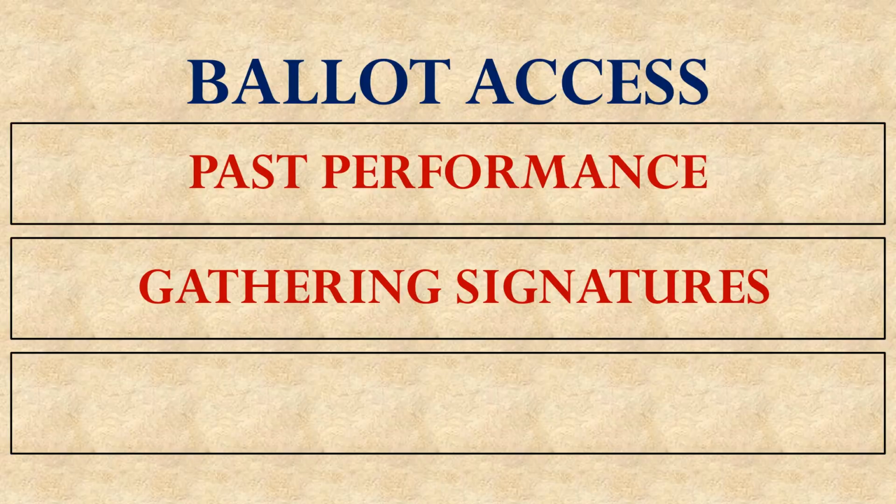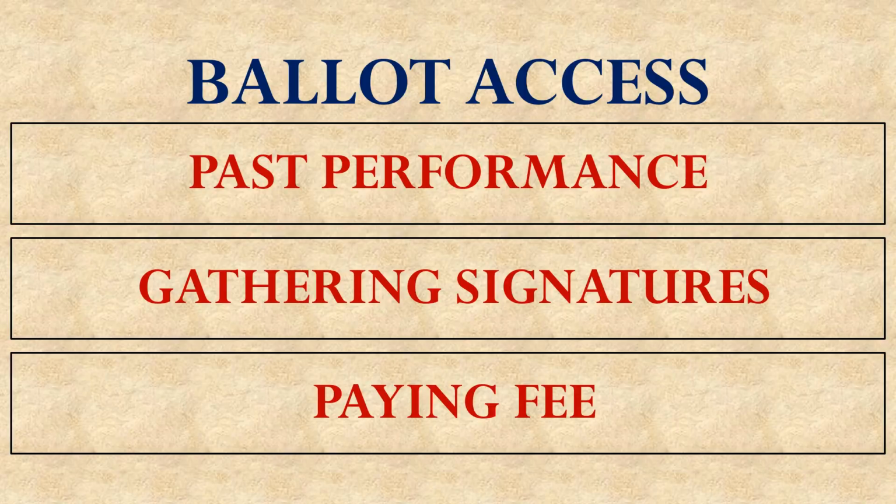Now imagine how hard this is. You're a brand new political party, nobody's heard of you, you're going up to strangers on the street and saying, hey, we are the new American Century Party or whatever, and we're running Bob Smith for Senate. Will you sign this piece of paper so we can get him on the ballot? Nobody even knows who you are. They have no idea who your candidate is. Why would they want to help you with that? So this is a difficult process to go through.